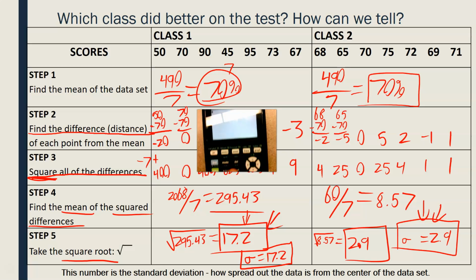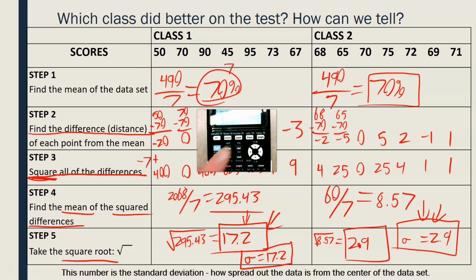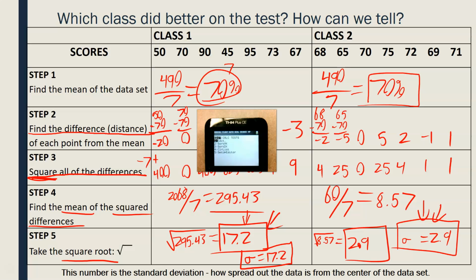So in here on my calculator, there's this stat button. I'm going to click this stat button. And then the first option is edit, so I'm going to click enter on the edit option. Notice in this first little list, L1, I have typed in all the data values from this first class: 50, 70, 90, 45, 95, 73, 67. If you don't have them in the list, you could enter those all in, going all the way down to the bottom and clicking enter.